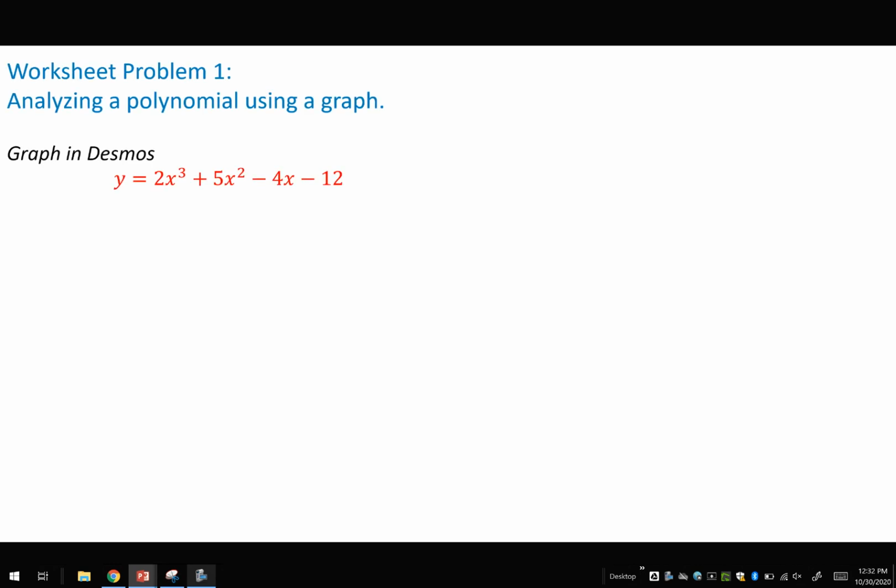Okay, let's actually go into today. So today we're going to look at analyzing graphs of polynomials and taking key information from the graph. Okay, so take out your worksheet. Let's look at number 1 on your worksheet. I'm actually going to work through number 1 and number 2 with you.